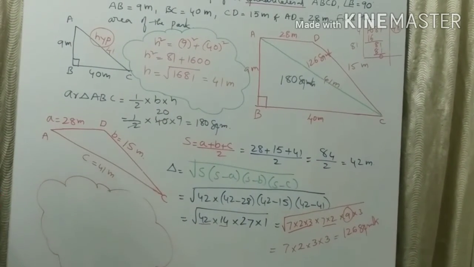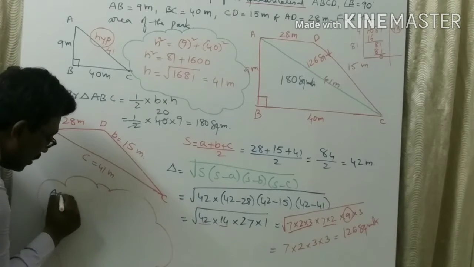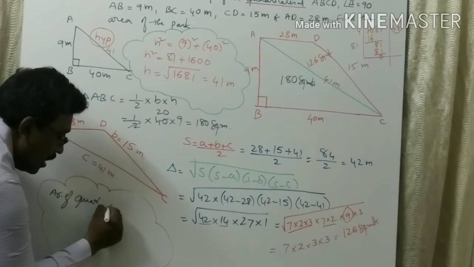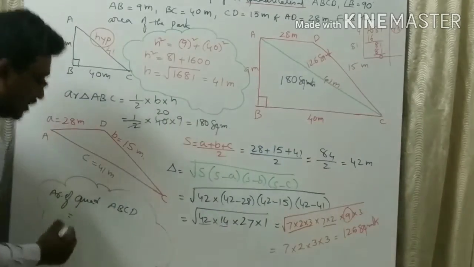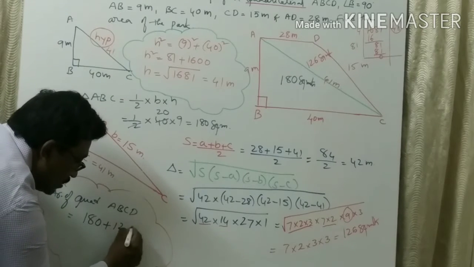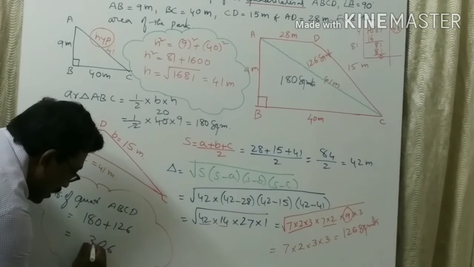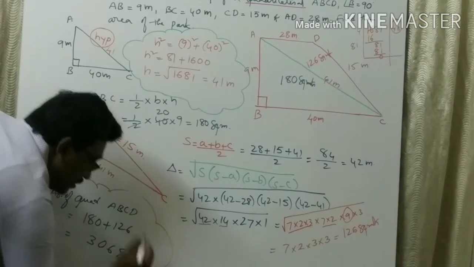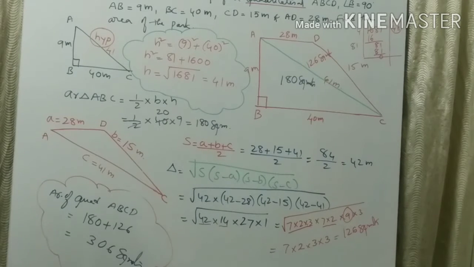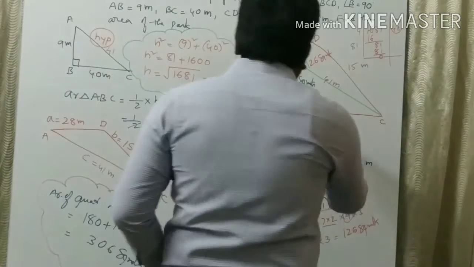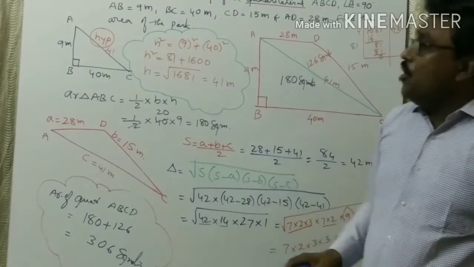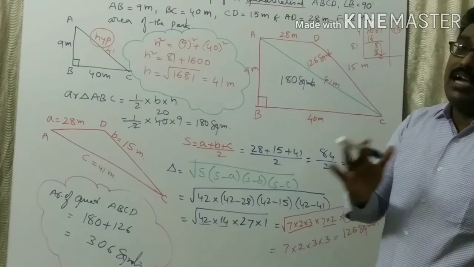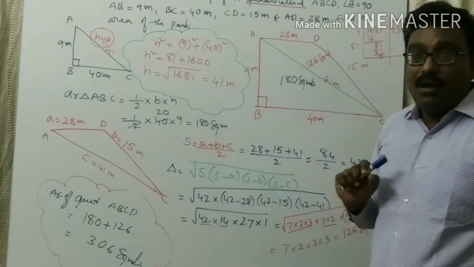Now area of quadrilateral ABCD is equal to area of first triangle plus area of second triangle. 180 plus 126, that is 306 square meters. So how to find the area of the quadrilateral is the question. Area of quadrilateral formula is half D into H1 plus H2 as per the mensuration. We don't have the diagonal and we don't have the heights. By using Heron's formula, we found it.